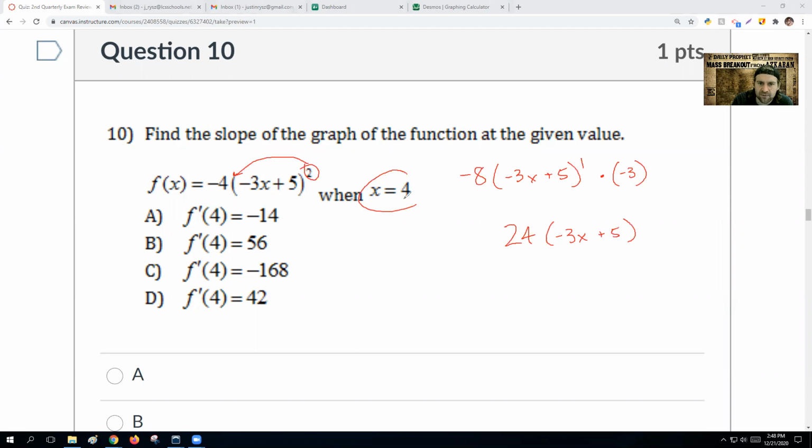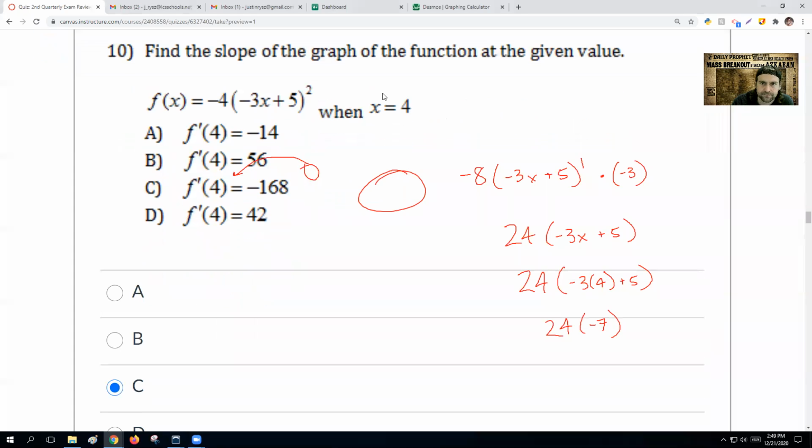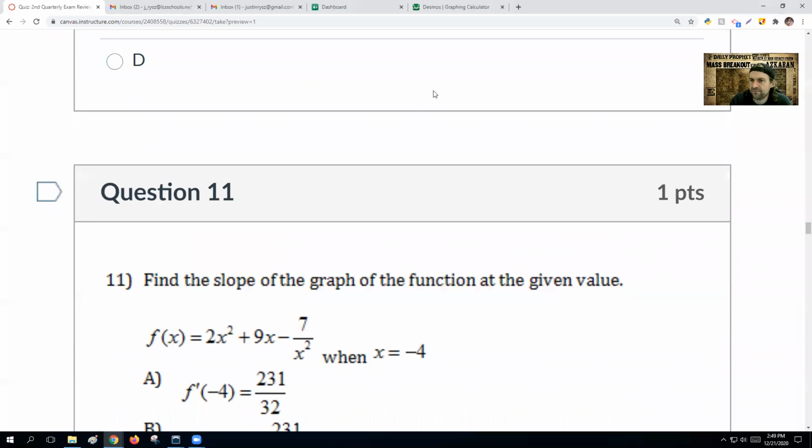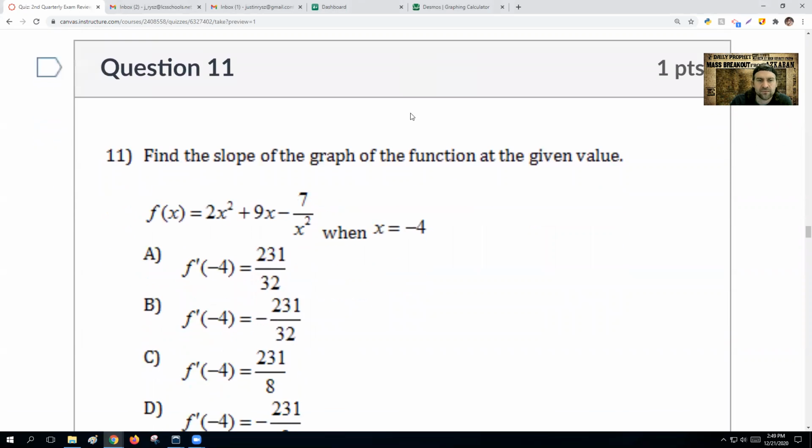Just like the last problem, we're going to plug in 4 for x. -3 times 4 plus 5. So this would be 24 times -12 plus 5. That's -7. All right, that would be what? I'm going to just double check this here. -168. Yeah, that's one of our choices. Remember, if I'm going too fast, just pause the video and move along.